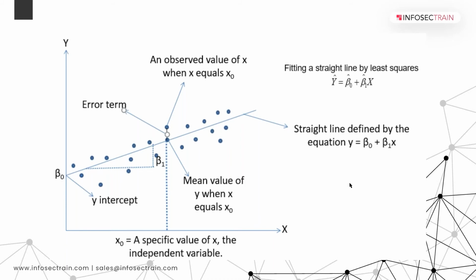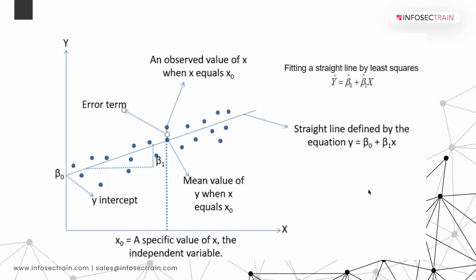So in regression, beta 1 is nothing but this: suppose x changes by 1 unit, then y changes by beta 1 units. That is the interpretation of this slope. If x changes by 1 unit only, then y changes by beta 1 units. This is the interpretation of it.